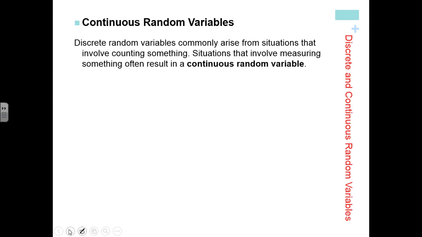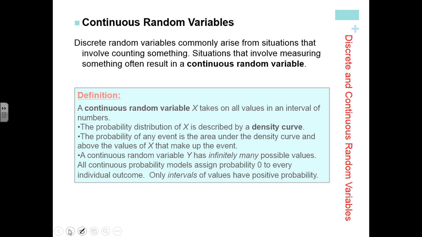Continuous random variables. We've already worked in Chapter 2 a good bit with continuous random variables using normal curves. That's the most popular way to use them. Discrete random variables commonly arise from situations that involve counting something. Situations that involve measuring something are continuous random variables. Know that they will not come out in a histogram, but a density curve. We've already spent a lot of time on density curves. The ones we've seen the most, of course, are bell-looking curves, like normal curves.